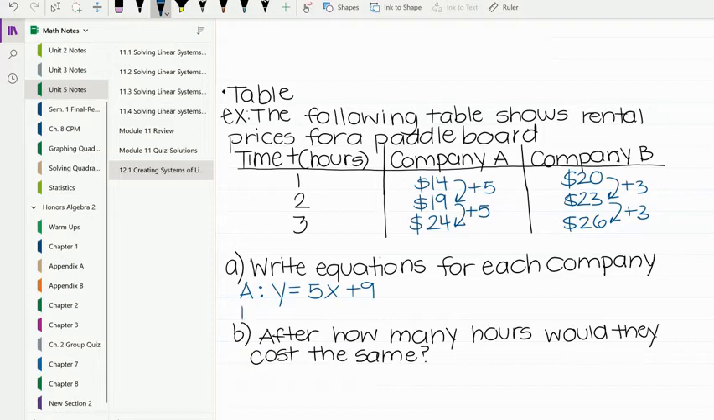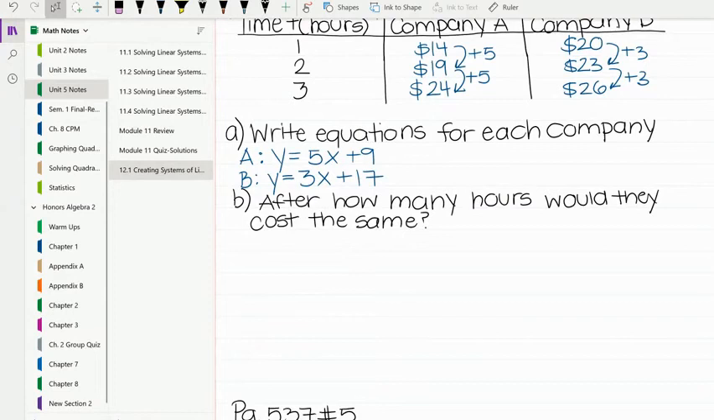And then we're going to do the same thing for B. B has a $3 charge per hour, but their sign-up fee is a bit more because they're charging $20 just for that 1 hour. And $3 is for that hourly rate, so the rest, $17, must be for a sign-up fee. So now we want to know after how many hours they would cost the same. So we are going to set them equal to each other. So we have 5x plus 9 equals 3x plus 17.